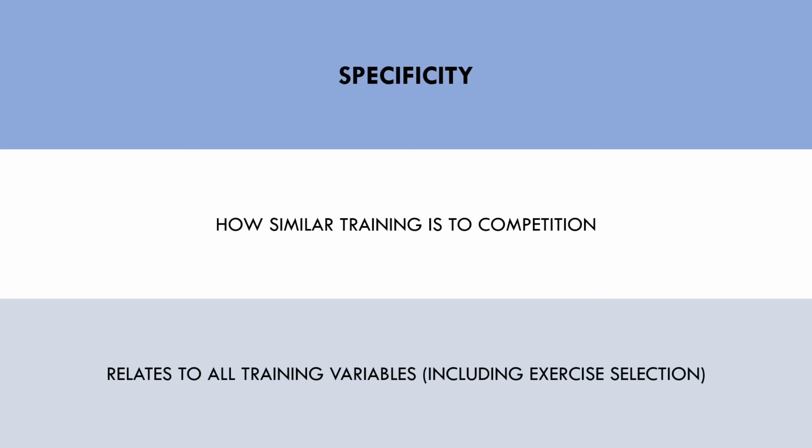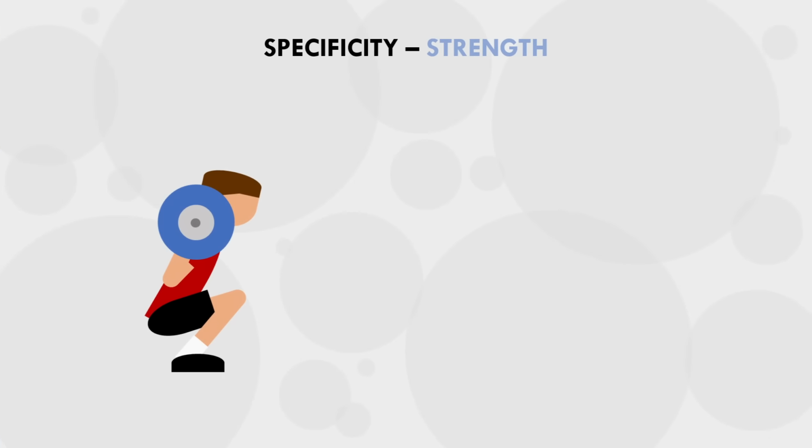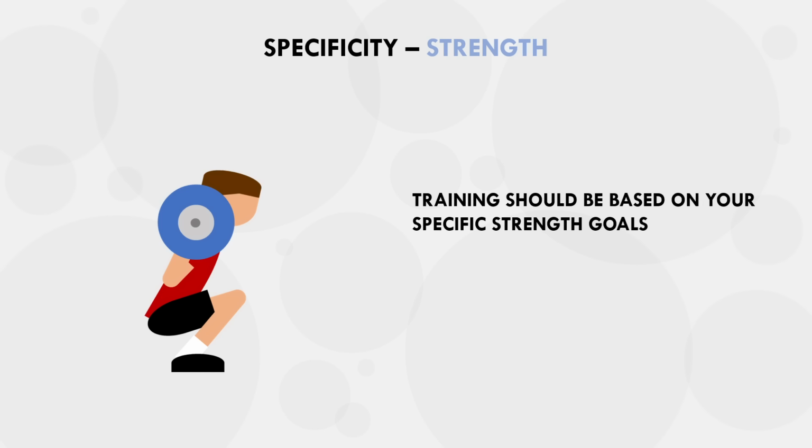This refers to how similar our training is compared with the competition requirements. Specificity encompasses all training variables, including exercise selection, like we will cover in this video, but it also includes other variables like rep ranges and load, technique, lifting equipment, etc. In relation to strength training, specificity plays a major role in how our training is conducted. This is because the entire training plan should be based around what exactly our strength goals are. Do we want to improve our 1 rep max squat, or do we want to improve how many bodyweight pull-ups we can perform? Whatever the goal is, there is a specificity element to the training process.